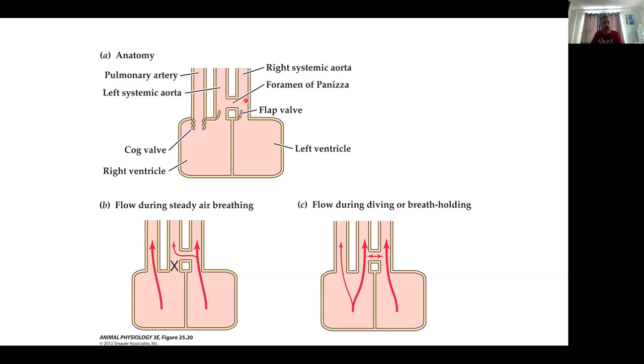Okay, and so when it's open, when they are breathing air, they have a normal circulation where blood goes to the lungs and comes back to the heart and out to the body and the lungs and on and on, right? But when they're diving or holding their breath, the blood that would normally pass through here and go off to the lung gets closed off and gets sent to the body instead. So they can use up that venous reserve and not have to return to the surface. It enables them to stay down significantly longer. And again, that's the foramen of Panizza.